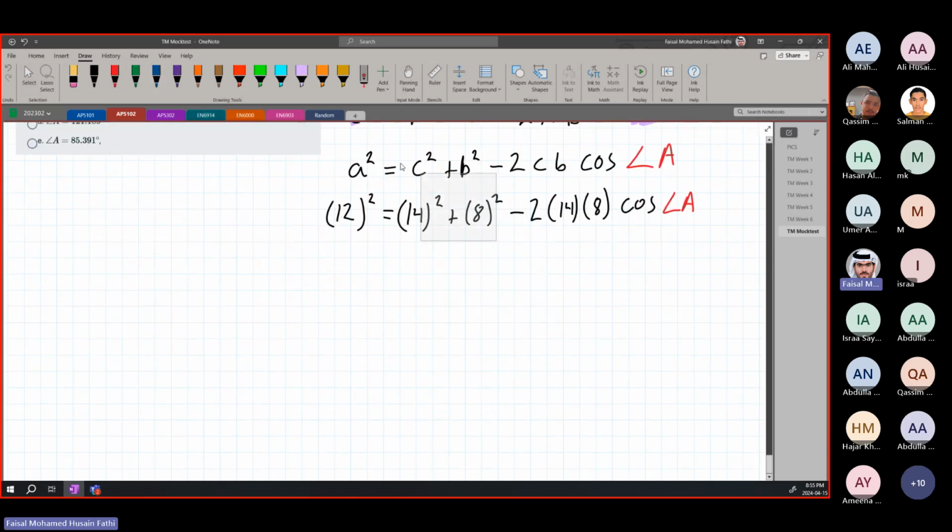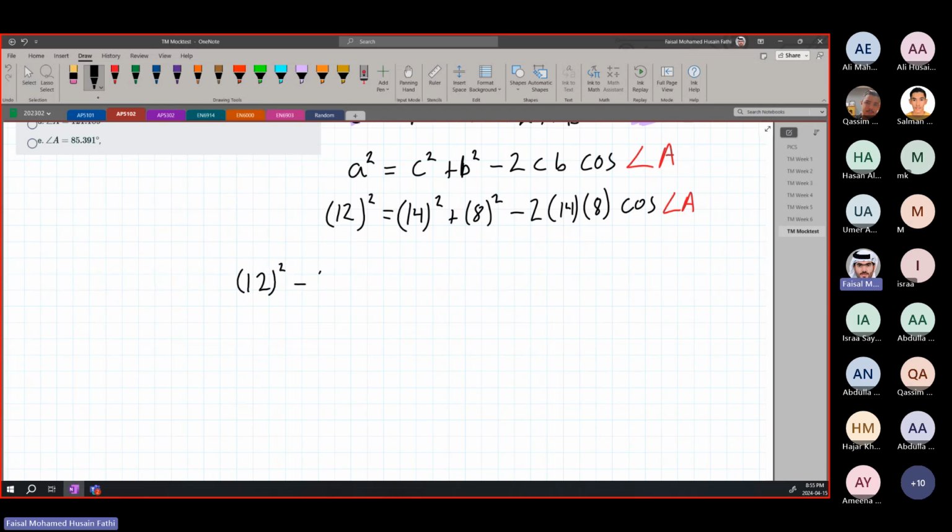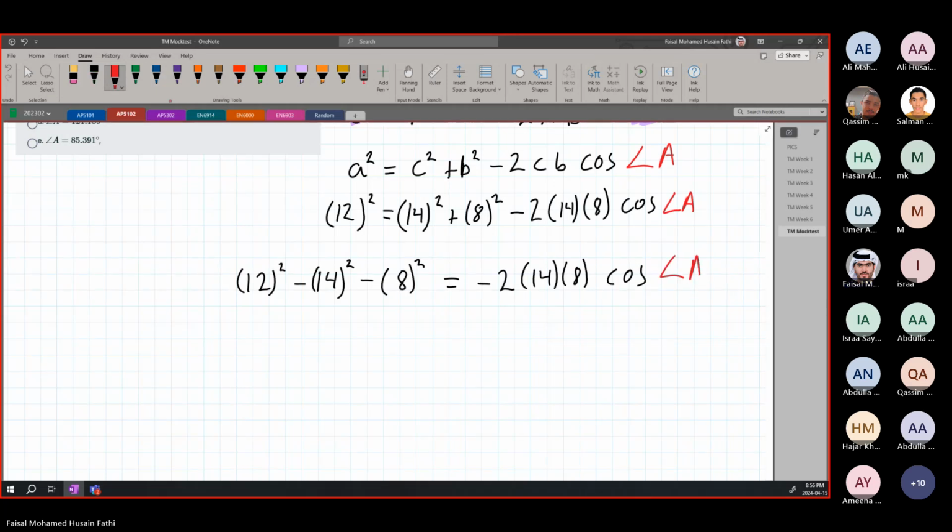Simplify and solve this. First thing, you'll take these two and take them to the other side. So it's going to be 12 squared minus 14 squared minus 8 squared is equal to what's remaining, negative 2 times 14 times 8 cosine A. All right? And now you're just doing algebra. So you're going to divide both sides by negative 2 times 14 times 8. We can cancel it from this side, and of course, we're going to divide it on this side as well.